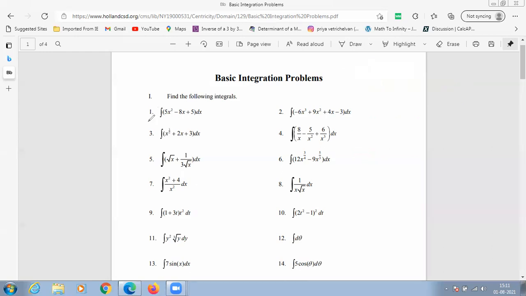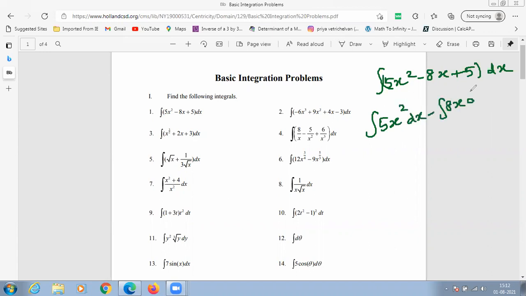So I'm going to integrate this question, the 5x square minus 8x plus 5. I'll integrate here: 5x square minus 8x plus 5 dx. You can apply the distributive property over the integration. You can split this into 3, like 5x square dx minus 8x dx plus 5 dx. So you can distribute the integral symbol into 3 terms.